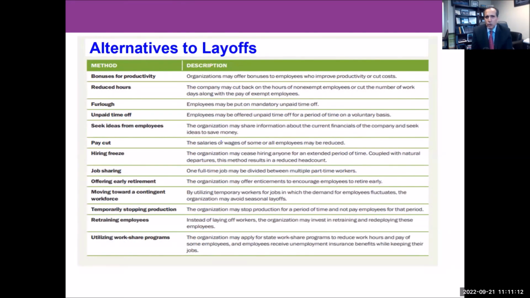Of course, there are alternatives to layoffs, such as bonuses for productivity, reducing hours of employees, having furloughs, unpaid time off, and seeking ideas from employees in terms of what should be done to turn this situation around. There can be the option of pay cuts, hiring freezes, job sharing, offering early retirement, moving toward a contingent workforce, temporarily stopping production, and retraining employees, utilizing work share programs. So any of these can be used as an alternative to layoffs when the possibility exists. Obviously, if layoff is a last resort, then you should do it strategically, carefully, and respectfully.